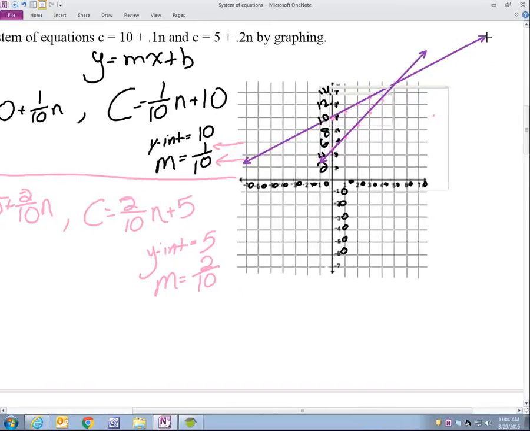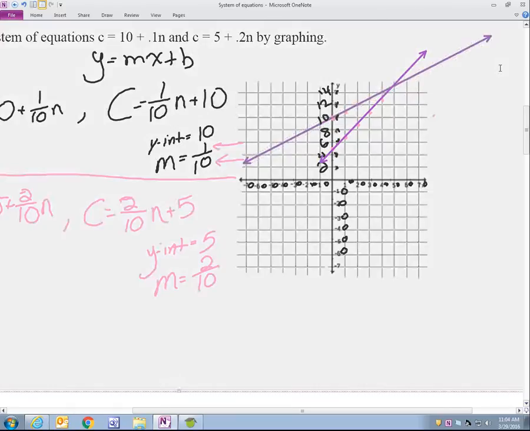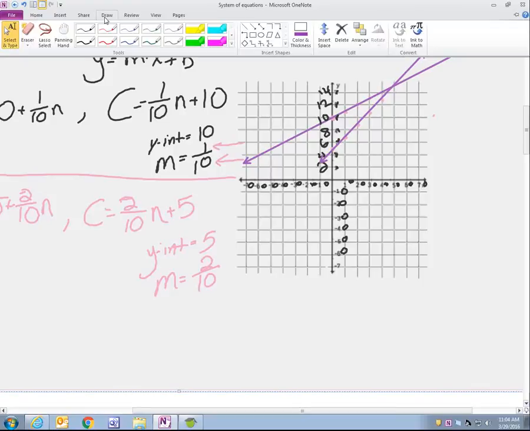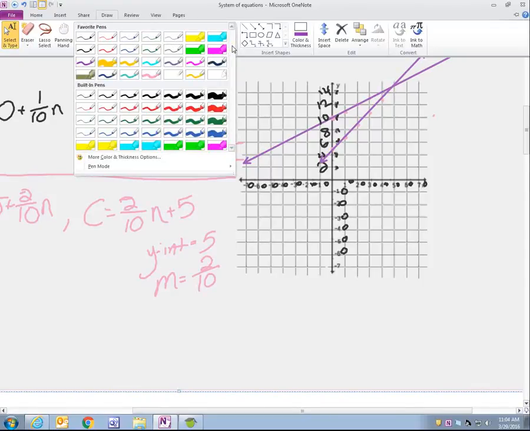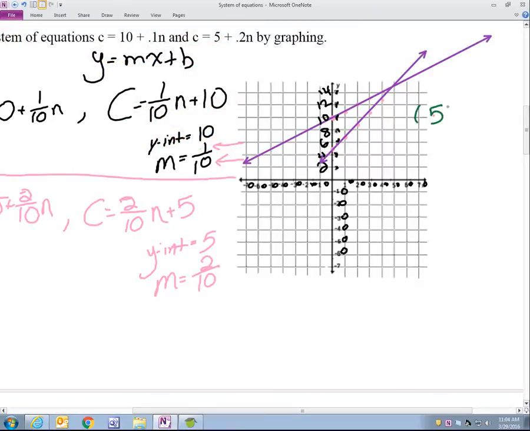There we go. And I go up, I see that my x value is 50. And my y value looks like it's 15. And I'm going to double check that. How can I double check that? Beautiful. I'm going to put the values back in.